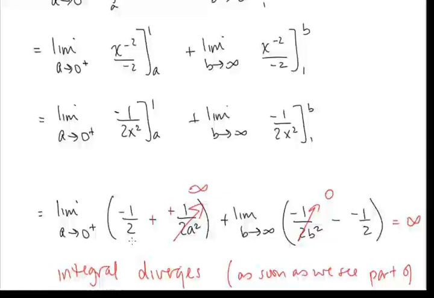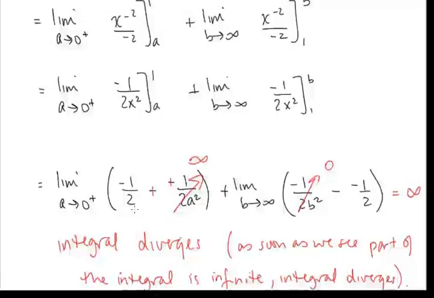We have negative 1/2 minus negative 1 over 2a squared. That's limit as a goes to 0 from the right, plus limit as b goes to infinity, negative 1 over 2b squared minus a negative 1/2. So let's take a look at what's happening.